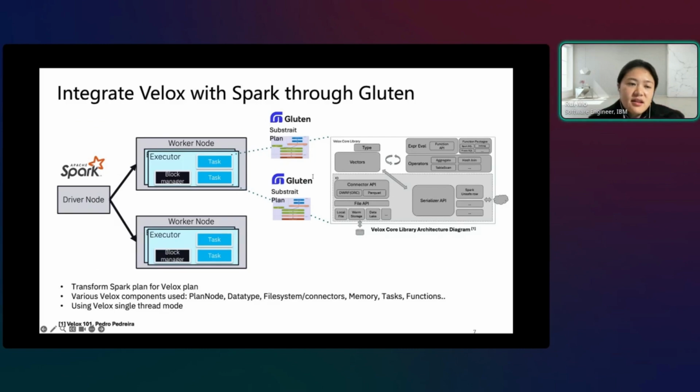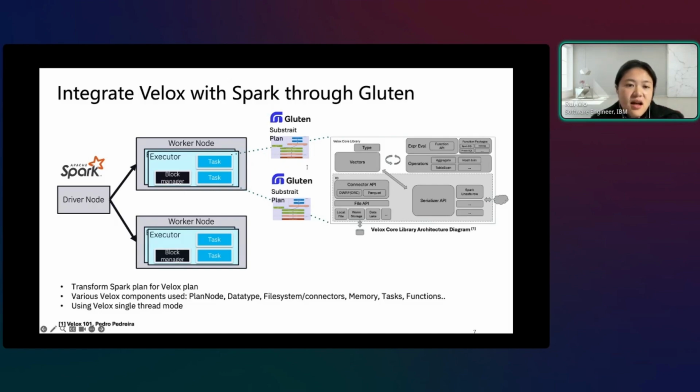This slide illustrates how Velox is integrated with Spark through Gluten. On the left, we see the Spark architecture with a driver node and multiple worker nodes, each running executors and tasks. When Spark executes a query, Gluten converts the Spark physical plan into a substrait plan, then to a Velox plan. Velox then leverages its internal modules for highly efficient computing.